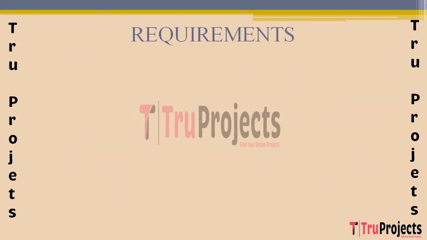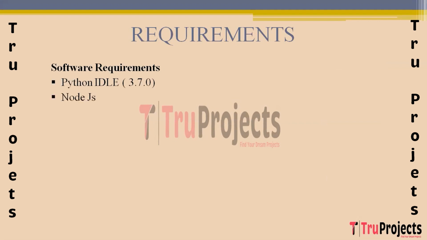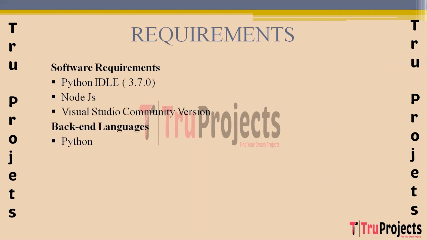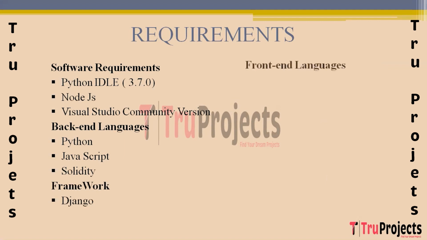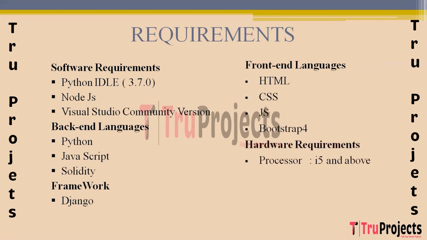Requirements needed to execute this project are software requirements: Python IDLE version 3.7.0, Node.js, Visual Studio Community version. And backend languages used are Python, JavaScript, and Solidity. Framework used is Django, and front-end languages used are HTML, CSS, JS, and Bootstrap 4. Hardware requirements needed are processor of i5 and above, RAM of 8GB and above, ROM of 20GB and above.